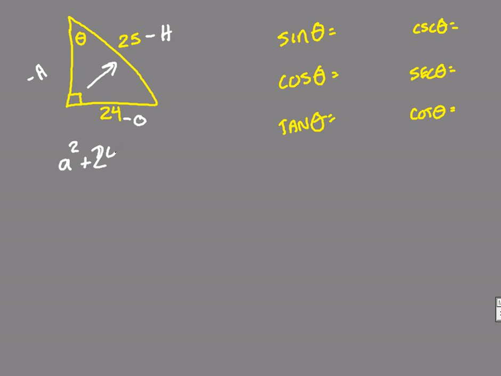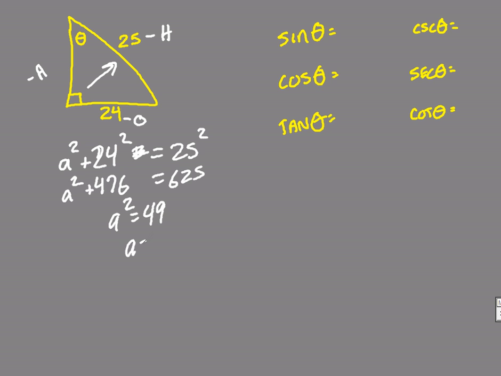b is the other leg, which is 24, and it should equal my hypotenuse, 25 squared. So this becomes 625, this becomes 576, and I don't know what a squared is. I subtract this over, and I get a squared is equal to 49. That means a is equal to 7. So the adjacent side here is 7.